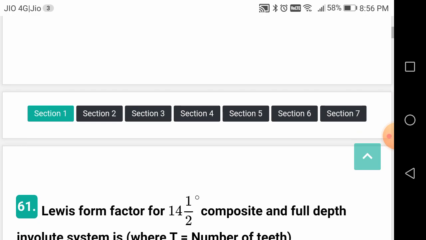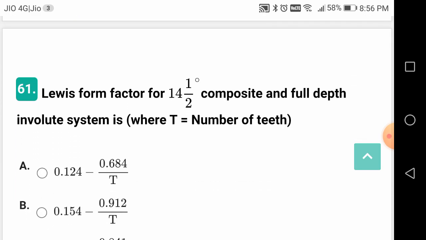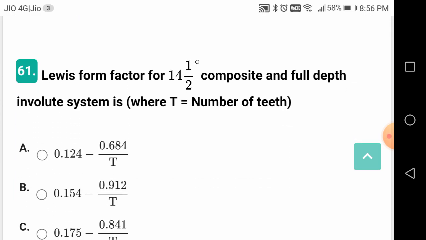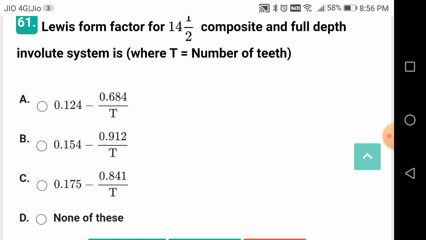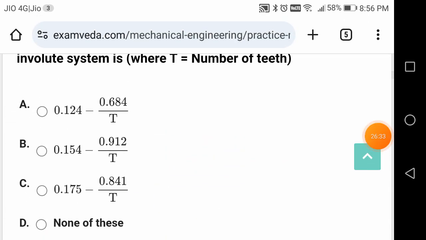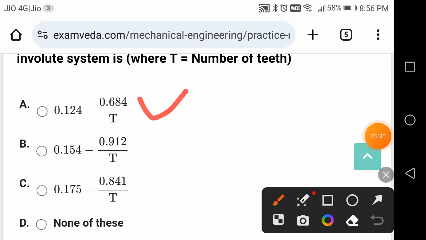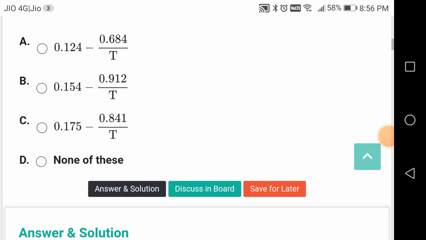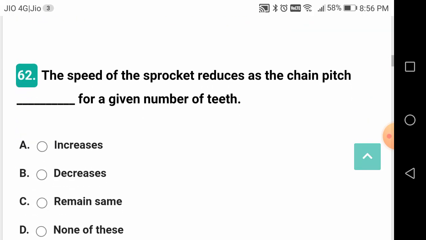Lewis form factor for 14.5 degree composite and full depth involute system is... these expressions have to be remembered. Okay, let us see the answer friends. This is A: 0.124 minus 0.684 by T, where T is the number of teeth on the gear.